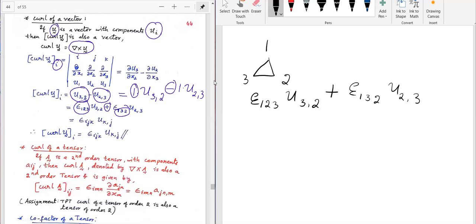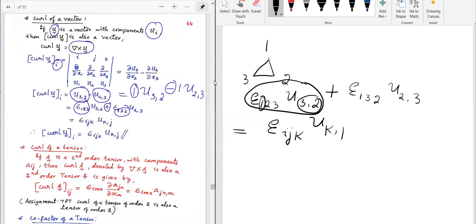Now, we'll generalize this. So epsilon ijk, right? I'm writing only the first term. I'm generalizing, so just watch this. Watch the first term. In the place of 1, I've taken i here, right? Next I have 2, 3. So for u, it is reversed: 3, comma 2. So here what should come now? It is k, comma j.